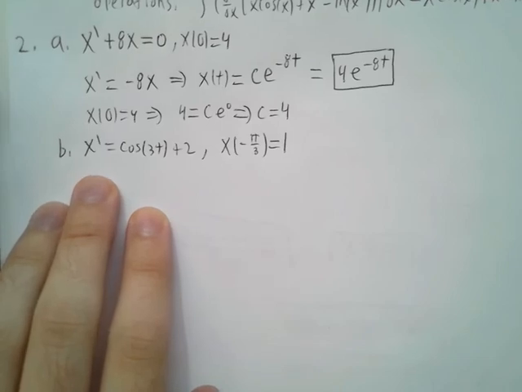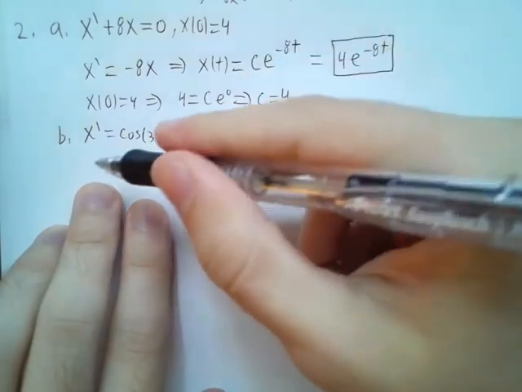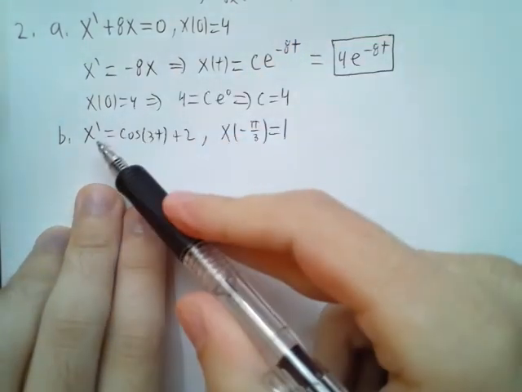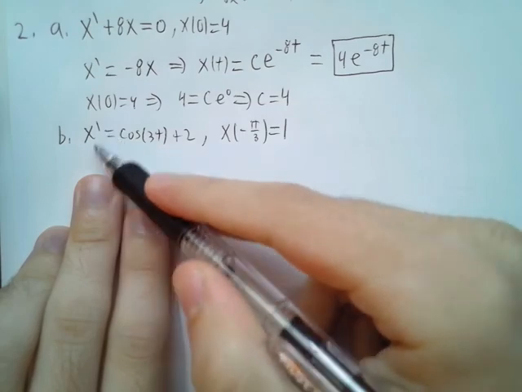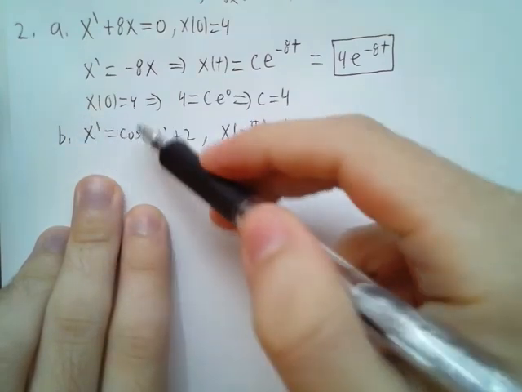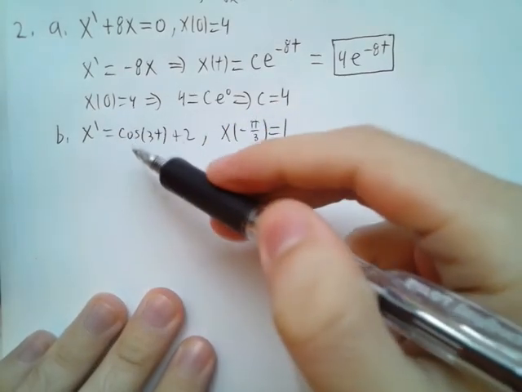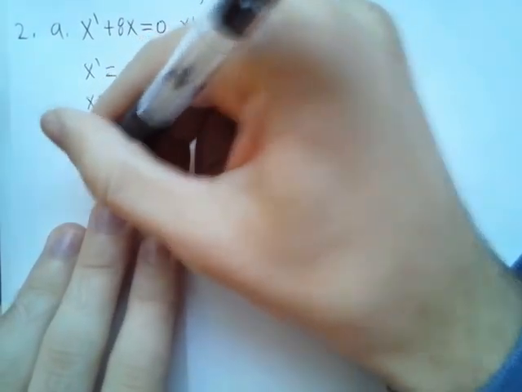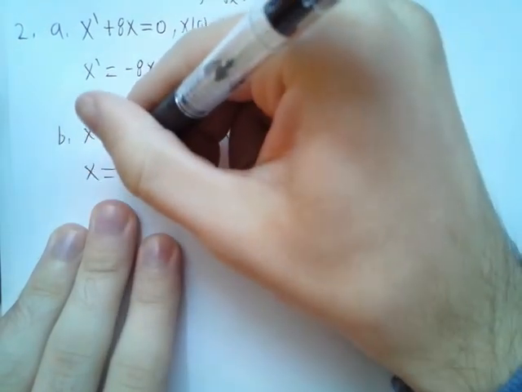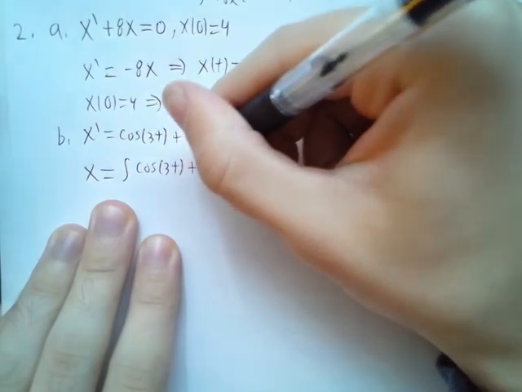Okay, so this is our differential equation. Notice that unlike the first equation we had, in this one x is only appearing in one place in this derivative. Everything on the right hand side is only a function of t. When you have differential equations like this, you can solve them just by taking the antiderivative of both sides. So in this case, we get that x is equal to the antiderivative of cosine 3t plus 2.